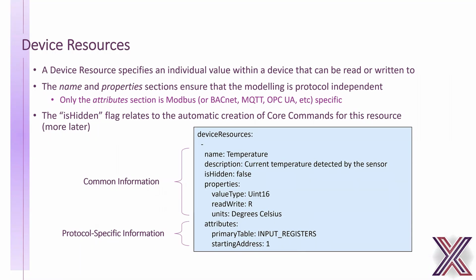It's only the attribute section where we really specify the details of our protocol. So in this Modbus example, we are dealing with things like, in the primary table of Modbus, you have things like input registers, holding registers, and coils. So this is where we specify that information and the address, how to look up the particular value in the Modbus device. There's also a flag called isHidden, which we'll cover more later. This relates to the automatic creation of core commands for this resource. And like I say, we'll talk about this later.